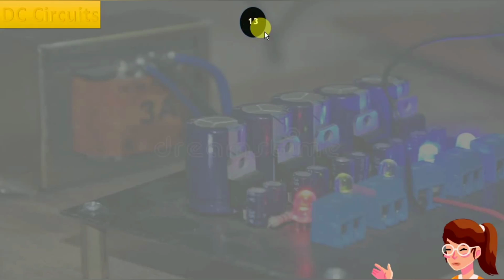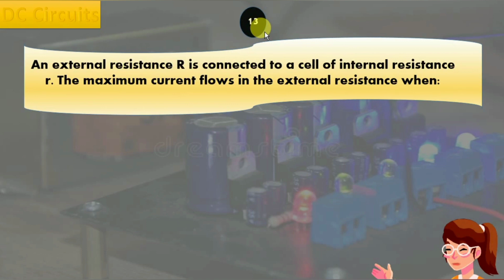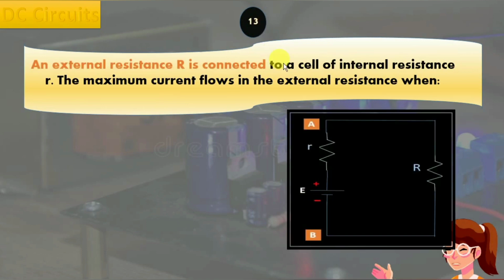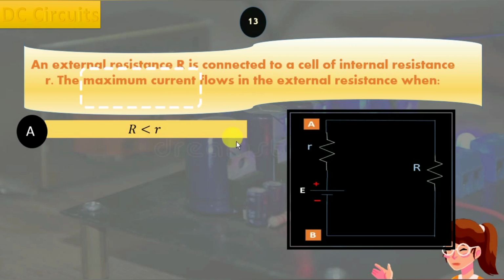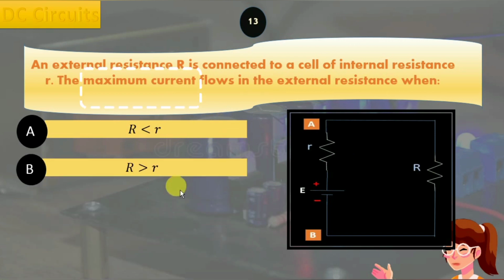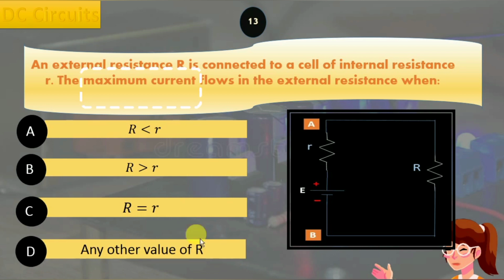Question number 13, DC circuits. An external resistance capital R is connected to a cell of internal resistance small r. The maximum current flows in the external resistance when: option A, capital R is less than small r; option B, capital R is greater than small r; option C, capital R is equal to small r; and option D, any other value of capital R.